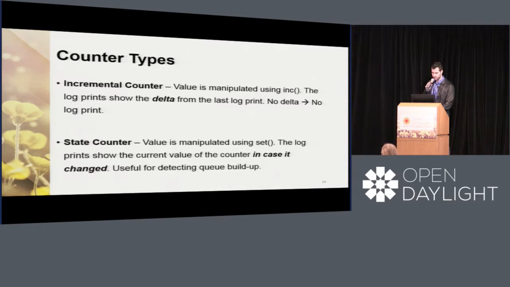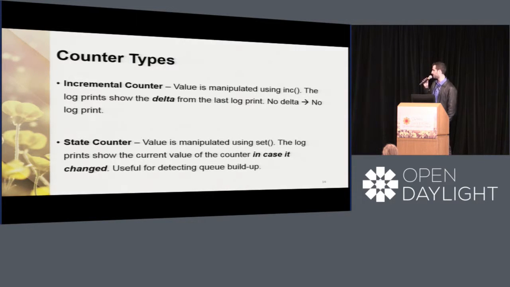And that's it. So our current implementation supports two types of counters. Incremental counters, as you've seen before. This counter is manipulated using normal increment, and the log prints show the delta from the last log print. If there was no delta for the counter, there will be no print. The other counter is a state counter. You manipulate its value using a set. You set the value. And if the counter value has changed, you will see it in the counter print.